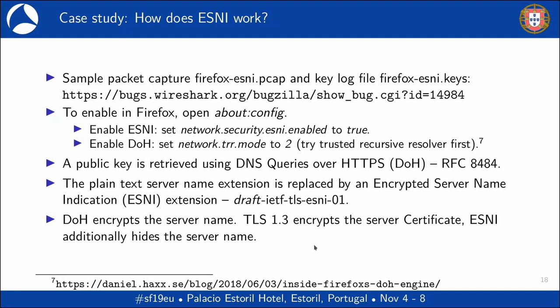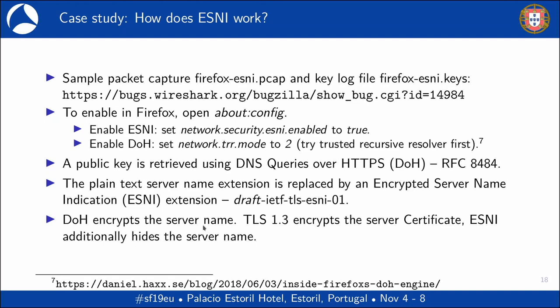Like I said before, DoH encrypts the server name. ESNI encrypts the server name in TLS, and DoH ensures that the actual DNS query itself is also encrypted. Otherwise, you could just look at DNS and guess that the next connection will most likely be to the name that you just requested.